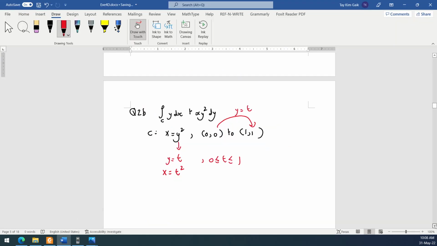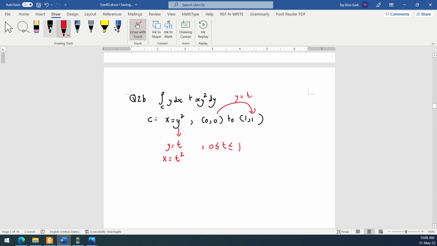Okay, from x equal to t and y equal to t, you find dy equal to dt. Then x is t squared, so dx is 2t dt. Is it okay? Then plug into the line integral.